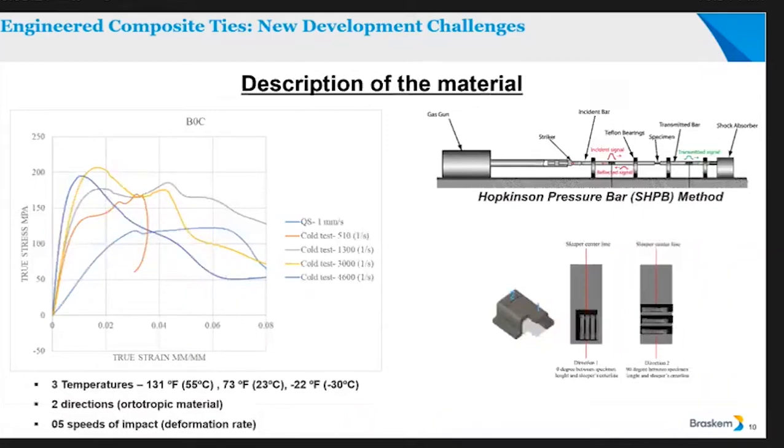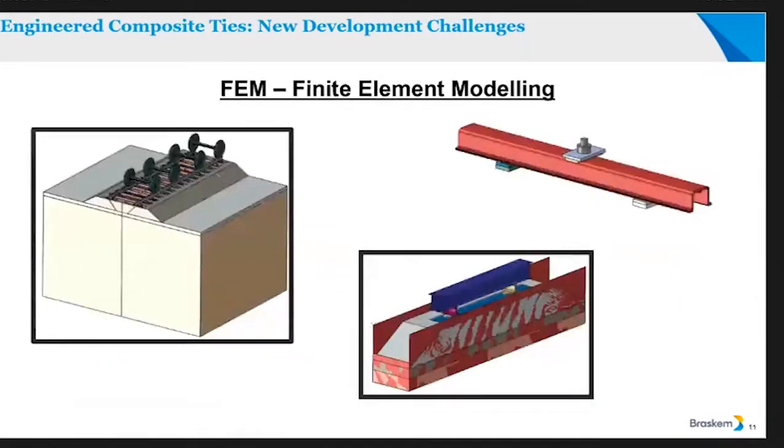So we use the Hopkinson pressure bar on different strains, as I told, at different temperatures, and check both directions, because we're talking about fiberglass, and it's two different directions for the structural material. So we need to make the samples using two different directions to check the performance. We use finite element modeling to try to understand the performance before going to the track.